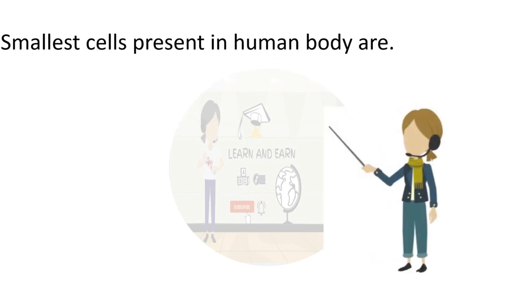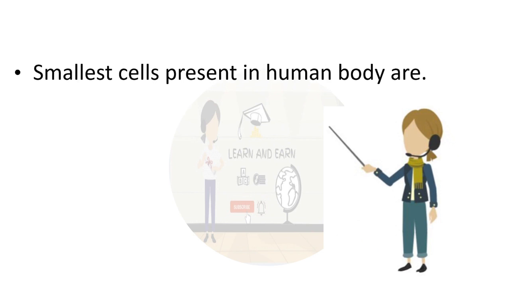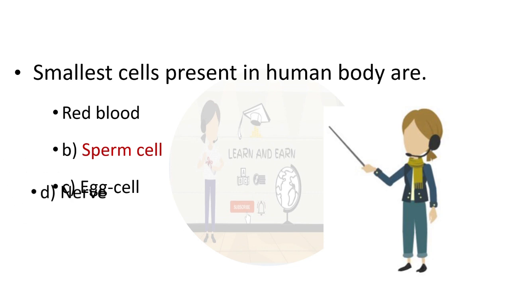The next MCQ is, smallest cells present in the human body are. Red blood cells are the smallest in the human body? No. Sperm cells, egg cells, nerve. The right answer is sperm cells, which are the smallest cells present in the human body.